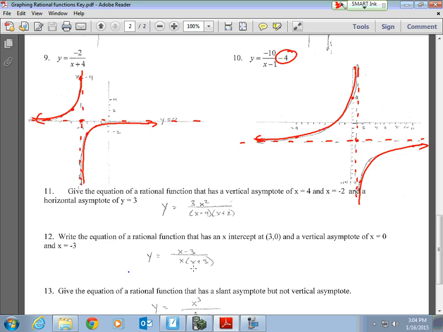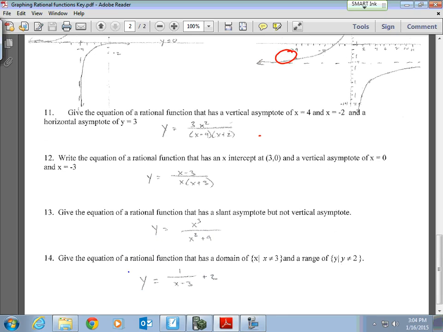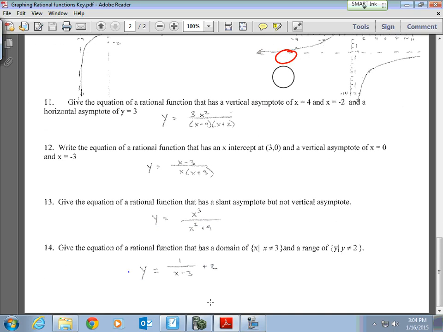Okay, I think those are going to be fairly easy once you get the hang of them. Question 11. Give the equation of a rational function that has a vertical asymptote of x equals 4 and a horizontal, and a vertical asymptote at x equals negative 2. So vertical asymptotes are values for x that make the bottom 0. So my bottom has to be x minus 4 and x plus 2. Okay, so those are my factors if you couldn't read that.